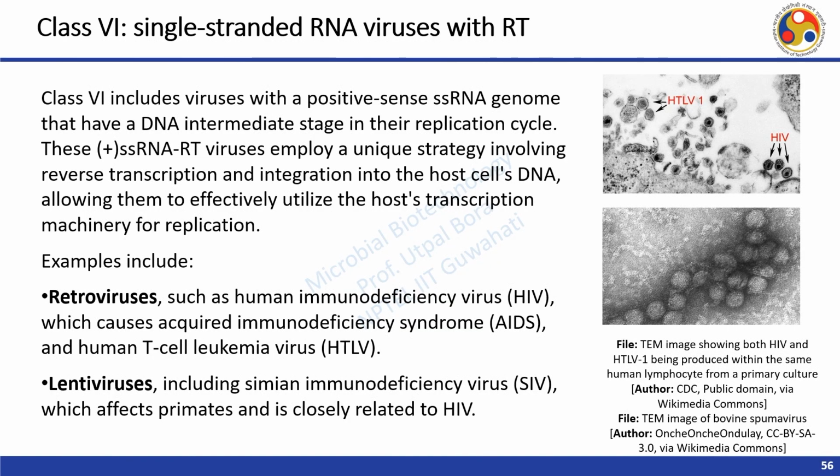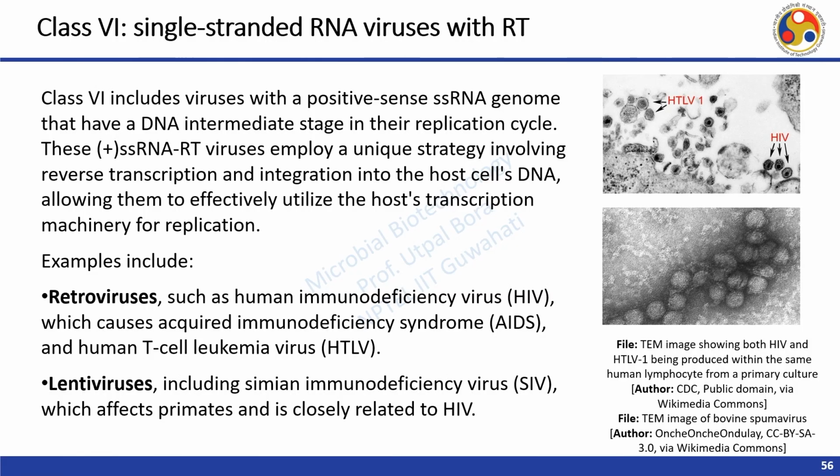Class 6 Baltimore viruses. These include viruses with a positive sense single stranded RNA genome that have a DNA intermediate stage in their replication cycle. These positive strand single stranded RNA reverse transcribing viruses employ a unique strategy involving reverse transcription and integration into the host cell's DNA, allowing them to effectively utilize the host transcription machinery for replication.